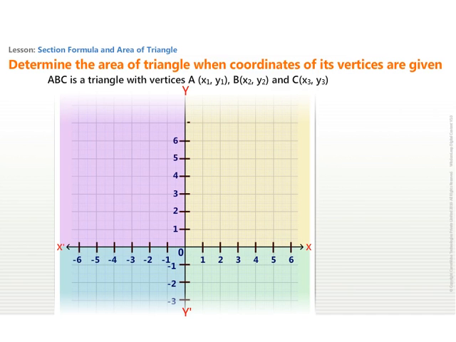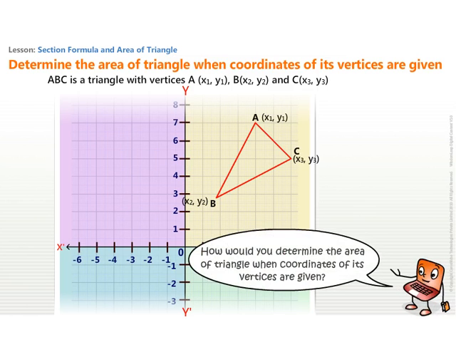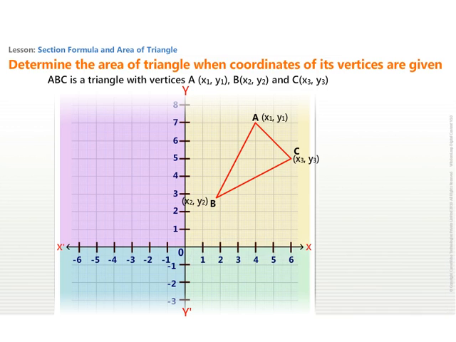ABC is a triangle with vertices A (x1, y1), B (x2, y2), and C (x3, y3). How would you determine the area of the triangle when the coordinates of its vertices are given? To find this, draw AP, BQ, and CR perpendicular to the x-axis.